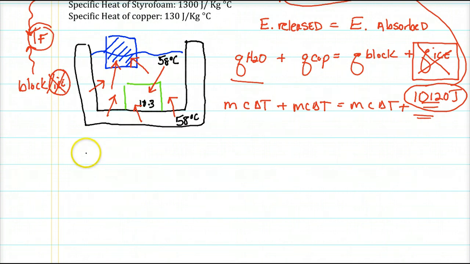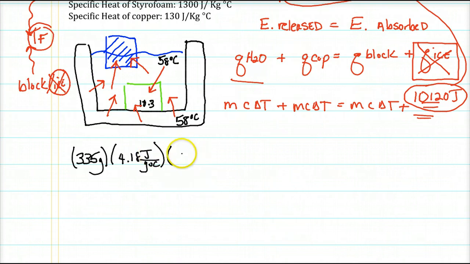So Q of the water. Okay, the water is 335 grams, and our specific heat is 4.18 joules per gram per degree Celsius. And we have 58 degrees as my initial temperature. All right, and the question is, where does it go?